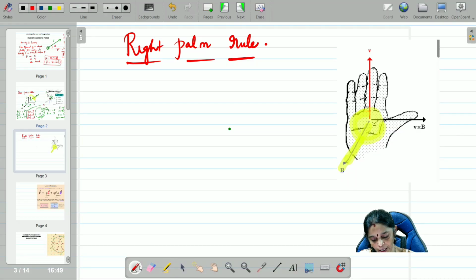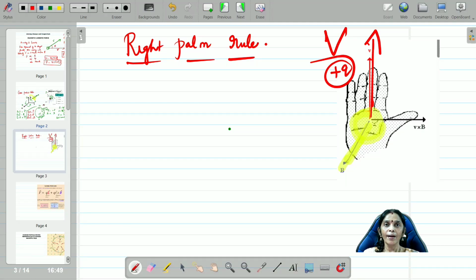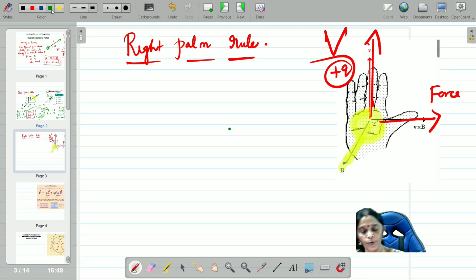Whereas the tips of the fingers represent the velocity of the positively charged particle. Therefore, the thumb represents force. That is all, children. So likewise, let me give you the right palm rule. I am going to give it by keeping my palm into the plane of the paper, that is nothing but into the paper. You are writing, no, so like this, into the paper. So let me give you into the paper. This is into the paper. This is my right palm.